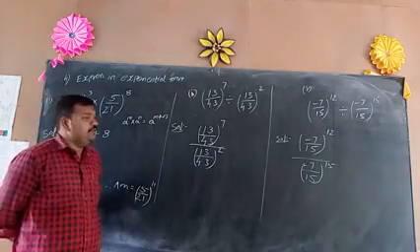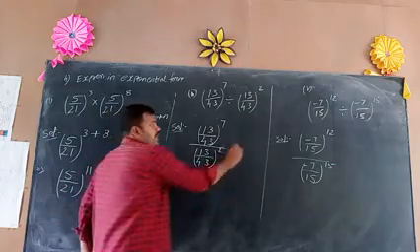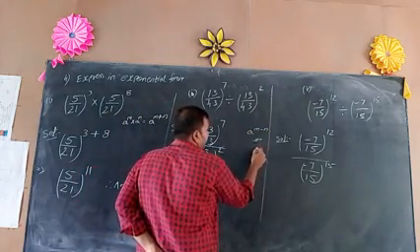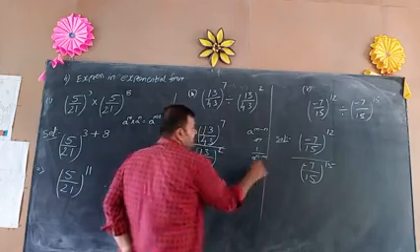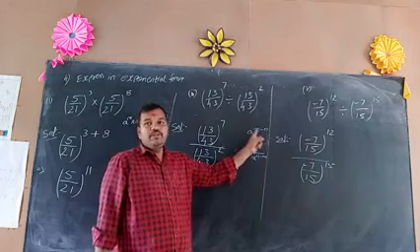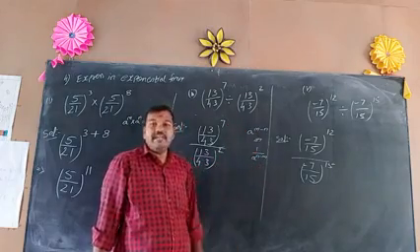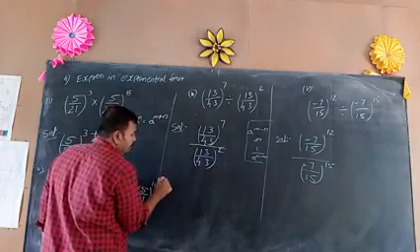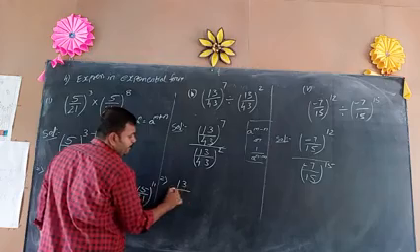How to subtract? We have two formulas, that is a power m minus n, or 1 by a to the power of n minus m. That is, if the numerator is more, subtract in the numerator. If the denominator is more, subtract in the denominator. That is the formula for us. So here the denominator is more. So subtract in the denominator form.